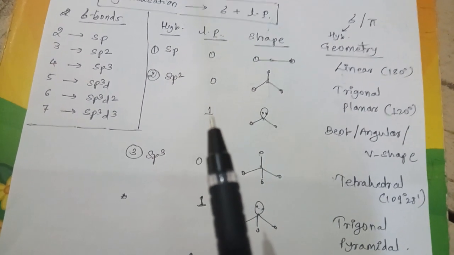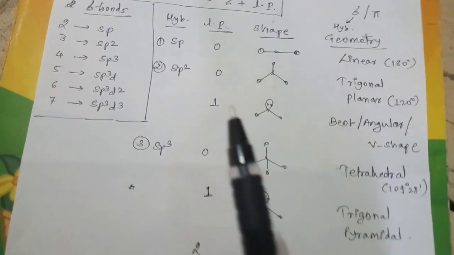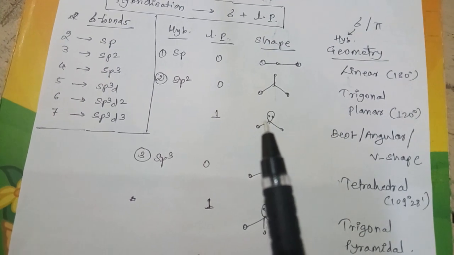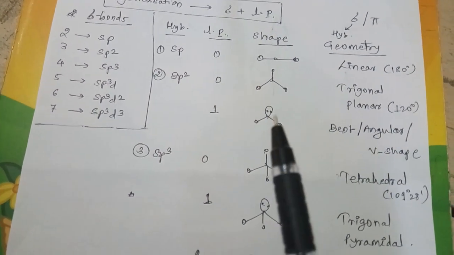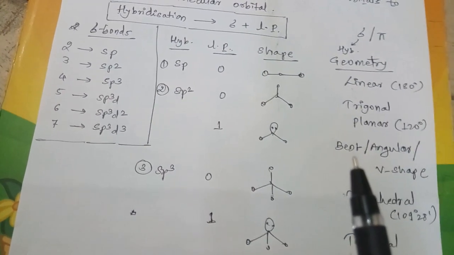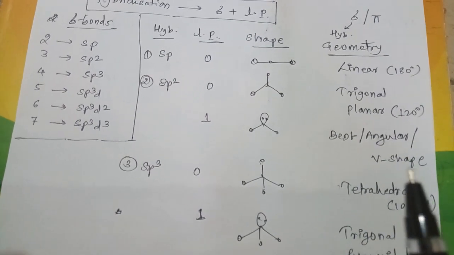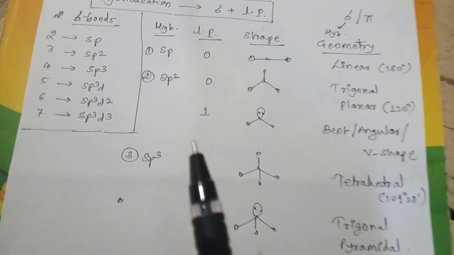But in the presence of lone pairs of electrons, the bond angle will vary. So here in the presence of one lone pair of electrons, the shape will be like this, bent shaped. So its geometry we can say is bent geometry or angular geometry or v-shape geometry in the presence of one lone pair of electrons.